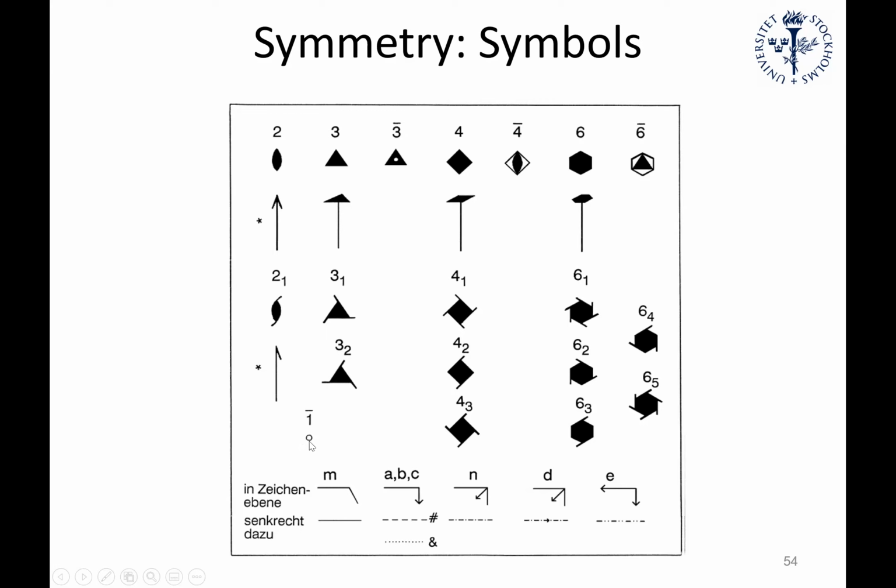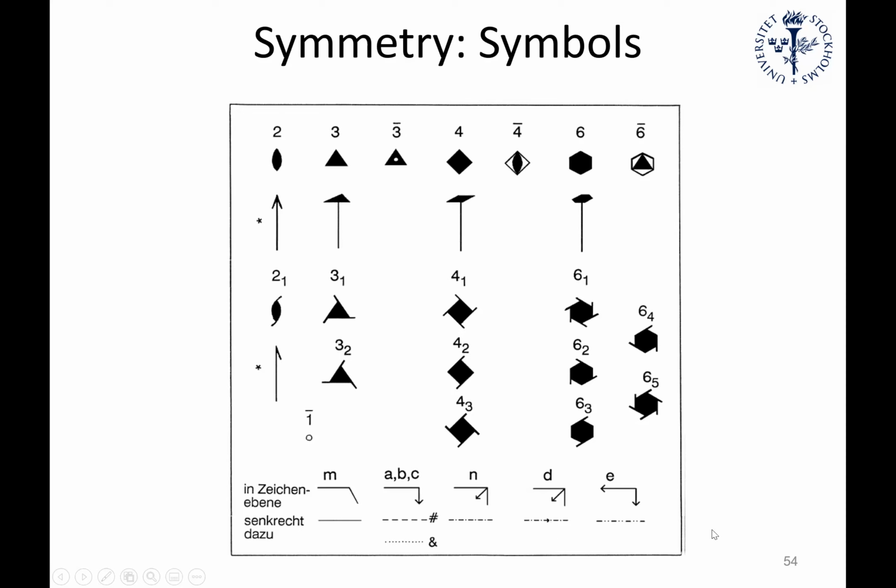An empty circle like this corresponds to an inversion center. Like I said, mirror planes are represented by solid lines. Glide planes are represented by dashed lines. Depending on what sort of dashed line you have, it will tell you the type. If it's this simple dashed line, then it's an A, B, or C glide. If it's an N glide, it'll be dashed lines with dots as well. If you have a diamond glide, then you might have this arrow there.